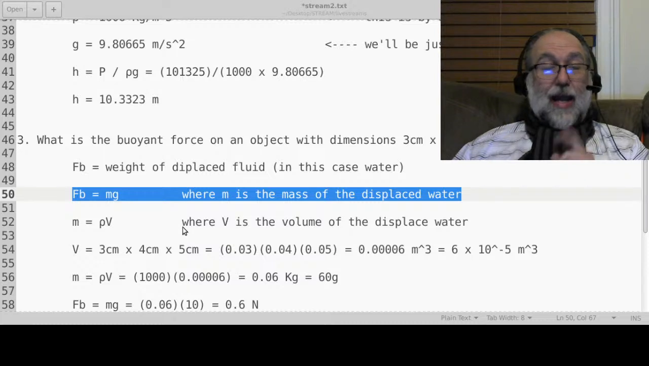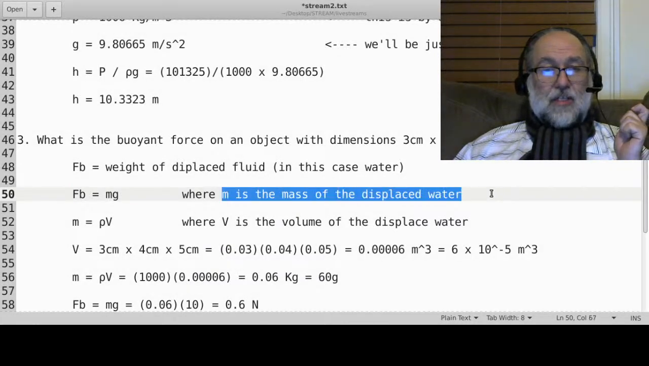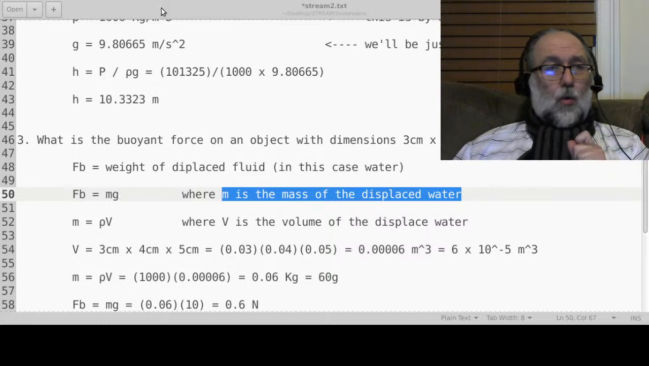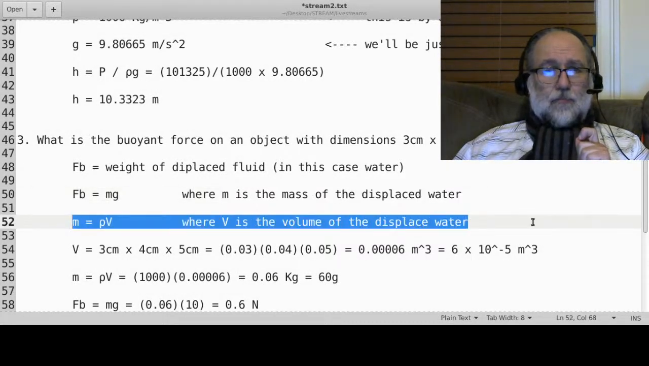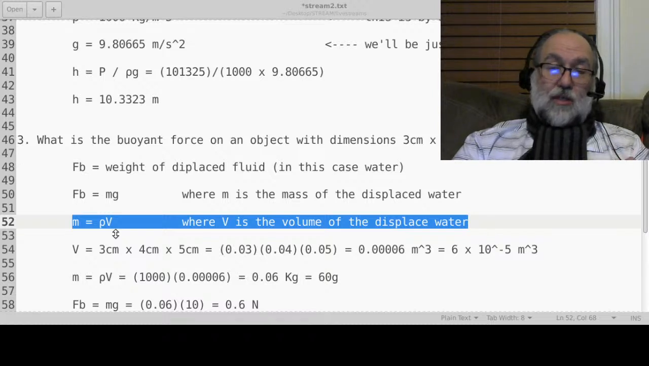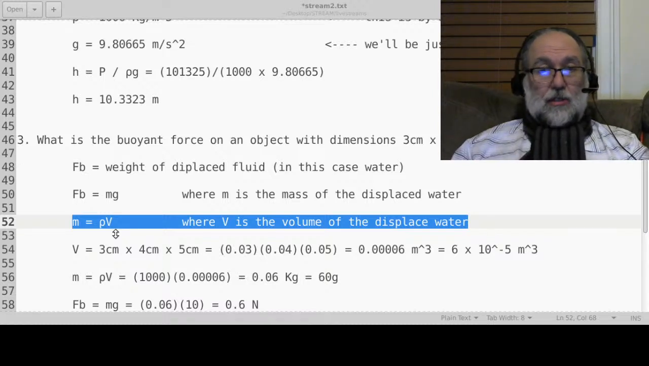But here you have to be very careful. That m is not the mass of the object. That m is the mass of the displaced water. In this case, the fluid is water. So we have to figure out what the mass of that displaced water was. The mass of the water is going to equal the density of water, which we know is 1,000 kilograms per meter cubed, multiplied by the volume of the water that was displaced. But the volume of the water that was displaced is exactly the volume of the object.